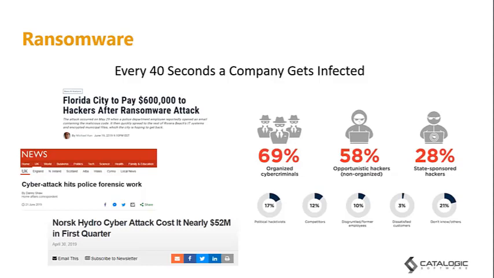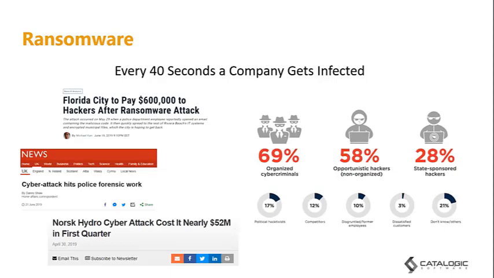It's big organizations here like Florida City, $600,000. Hydro at the bottom, they think 52 million as a result of their cyber attack. And then in the middle here in the UK recently, the police forensic network was also hit. So it is across the board. It's public sector, it's commercial, and it's large and small.